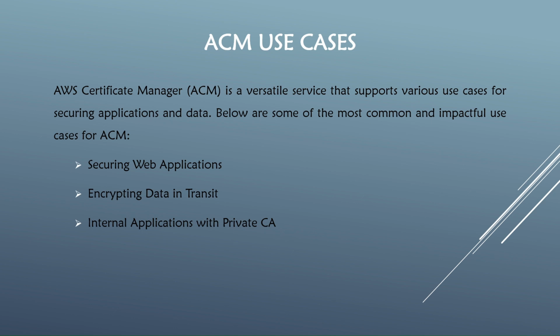So the next thing is encrypted data in transit. So here, what is secured? That is data in motion. ACM helps secure data transmitted over networks by enabling encryption protocols like SSL, TLS, which prevents unauthorized access or interception.